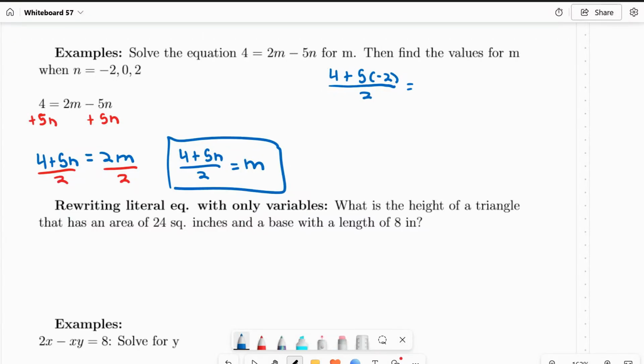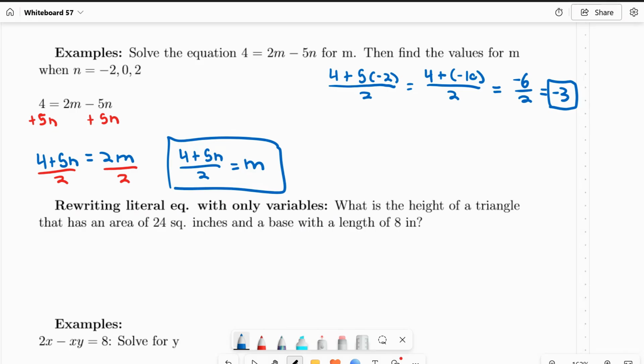So let's calculate this. Order of operations, multiplication comes first. So 4 plus 5 times negative 2, which is negative 10, all over 2. Now I'm going to go ahead and simplify my numerator. 4 plus negative 10, which gives me negative 6. And then finally, negative 6 divided by 2 gives me negative 3, which would be my value for m when n is negative 2.